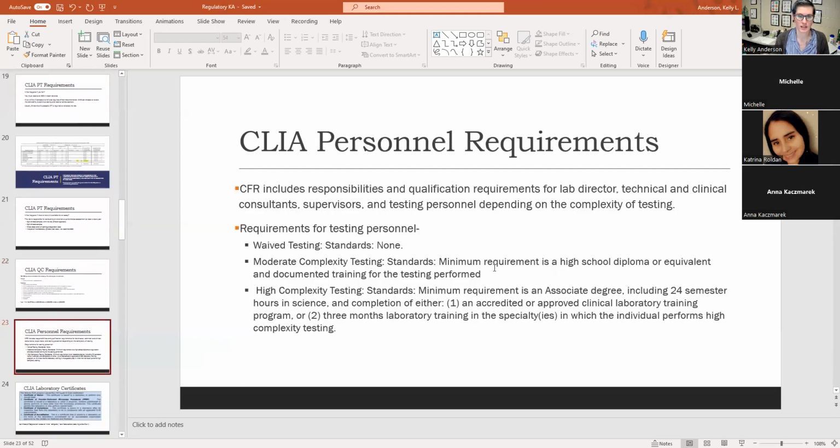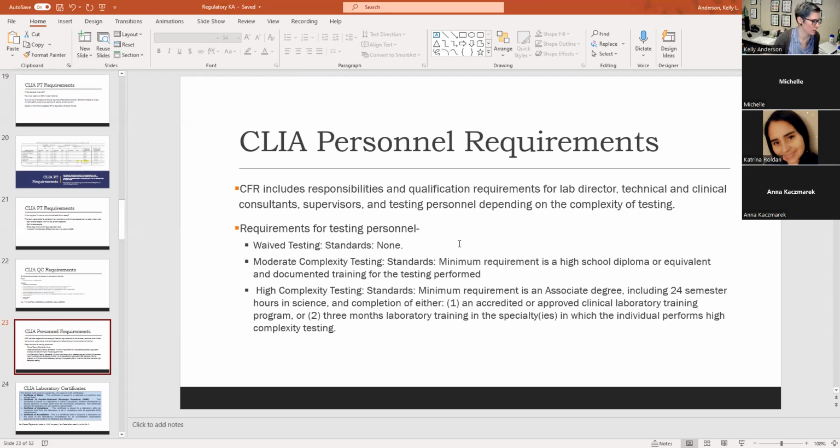And then, lining up with the test complexity, there are also personnel requirements. The CFR includes responsibilities and qualification requirements for a lab director, a technical and clinical consultant, a supervisor, and testing personnel. And it all depends on the complexity of testing. The requirements for testing personnel for waived tests, there are none. Anyone can do this.